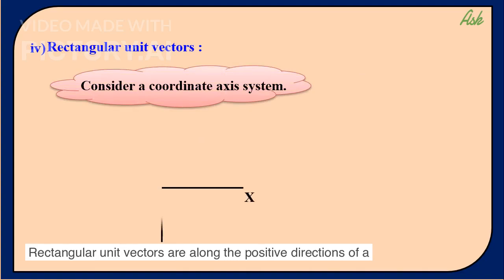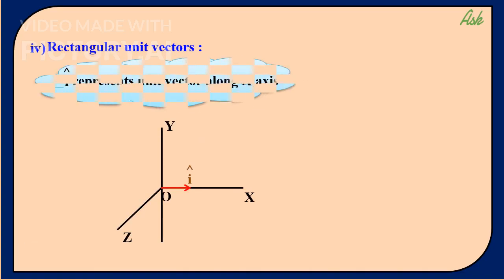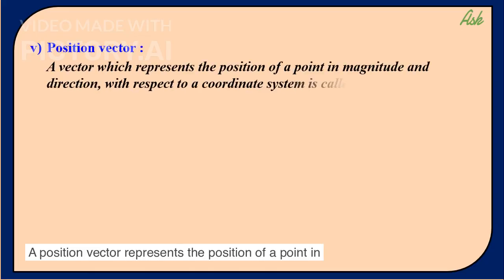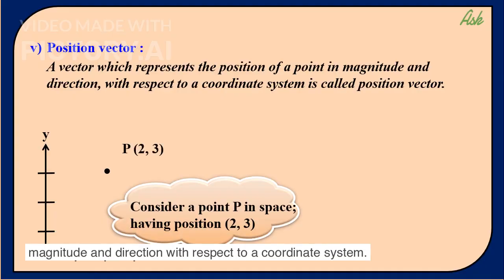Rectangular unit vectors are along the positive directions of a coordinate axis system. A position vector represents the position of a point in magnitude and direction with respect to a coordinate system.